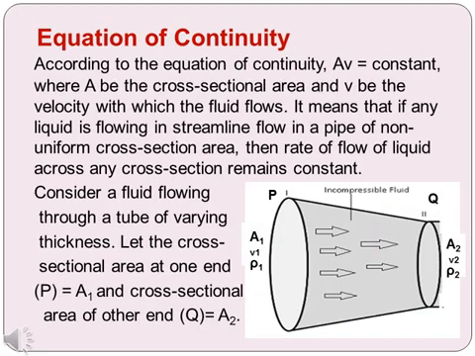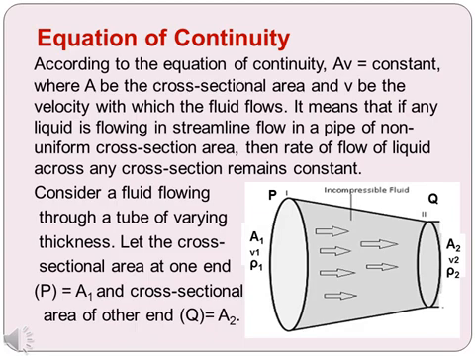Now, let us discuss the equation of continuity of a streamline and how it can be derived. According to the equation of continuity, AV is equal to a constant, where A is the cross-sectional area at any point and V is the velocity with which the fluid flows. It means that if any liquid is flowing in streamline flow in a pipe of non-uniform cross-sectional area, then the rate of flow of the liquid across any cross-section remains constant.